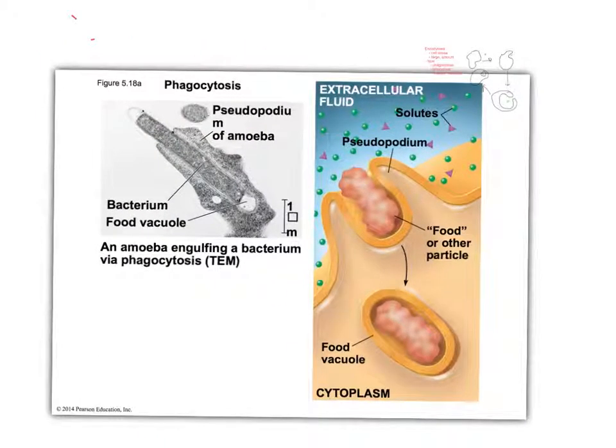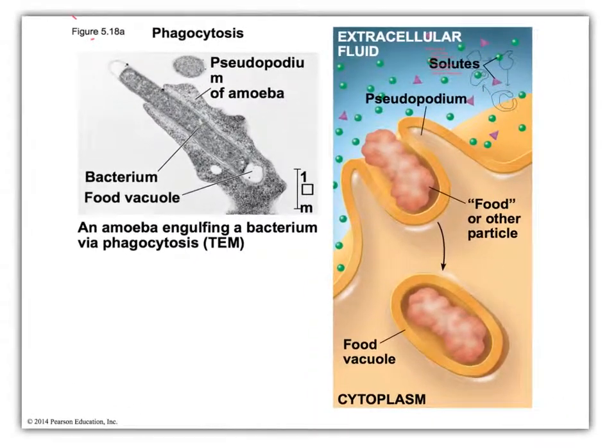All right, so here is phagocytosis. Example, a transmission electron micrograph showing a bacterium being phagocytosed into a food vacuole. The amoeba literally is wrapping around it, and then that will be fused with the lysosome to break down the cell. All right, break down the bacterial cell.